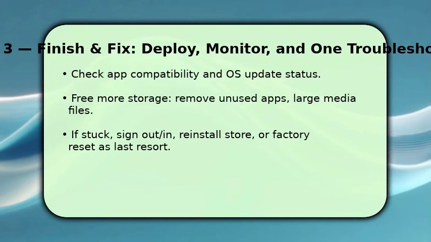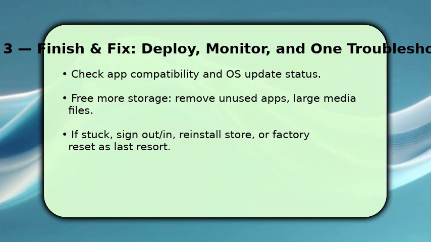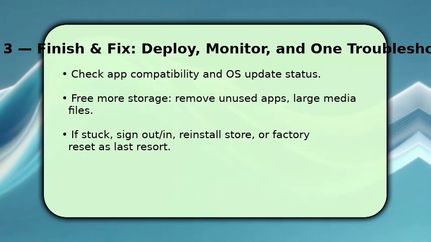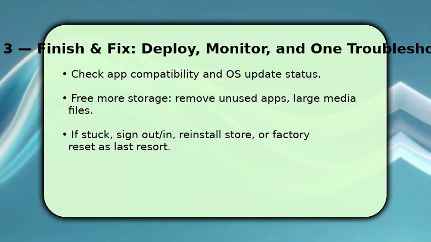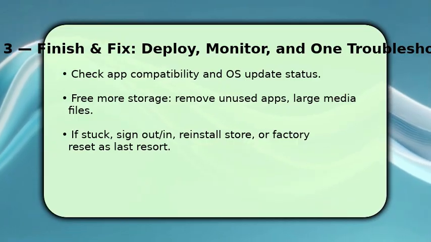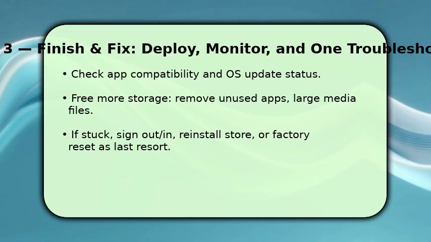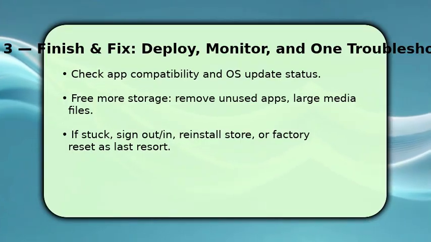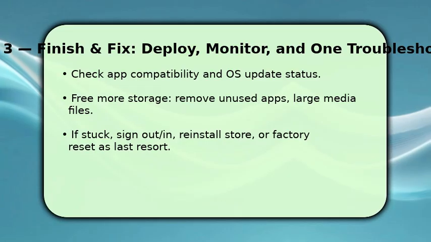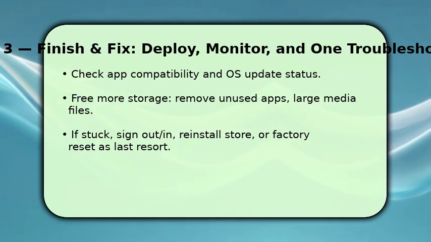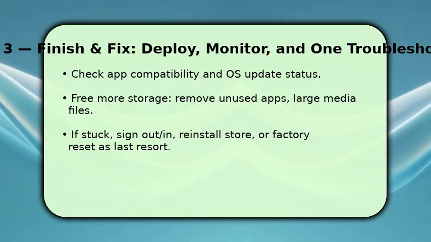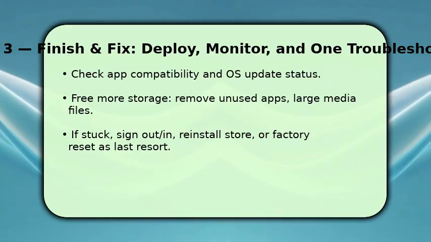Finish by confirming the app is compatible with your OS version. An outdated system often prevents installs. Update the OS if needed, then free additional storage by removing unused apps or large media. Installers require temporary working space. If the download is still blocked, sign out of the store and sign back in, or uninstall and reinstall the store app if possible. If nothing works, back up your data and consider a factory reset as a last resort. Use that only after trying the other fixes.